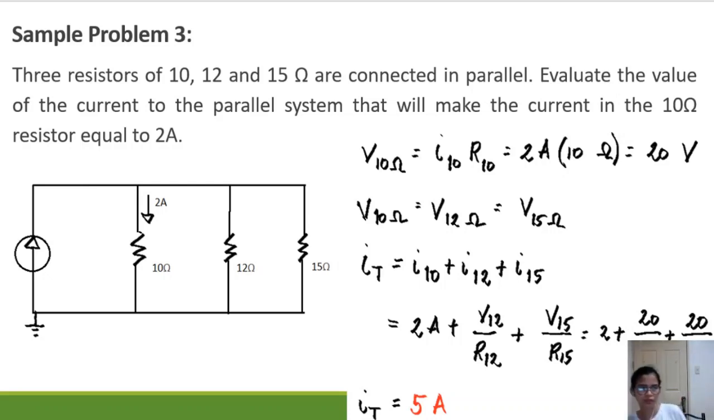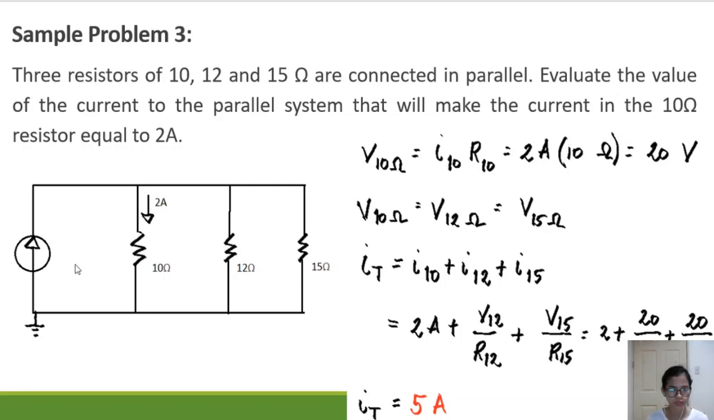After understanding the problem, as much as possible, if you can draw the diagram, then do so, so that you will have a better analysis of the problem. For this one, the diagram is already shown, and it says here that at the 10 ohms there is a 2 ampere current passing through it. How would you solve for the current to the parallel system? So what is being asked here? We are solving for the total current.